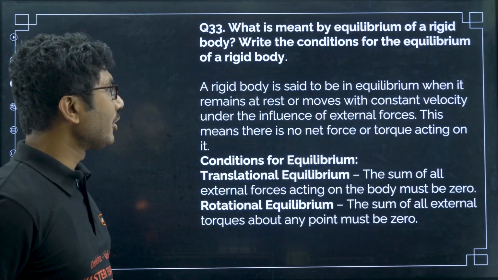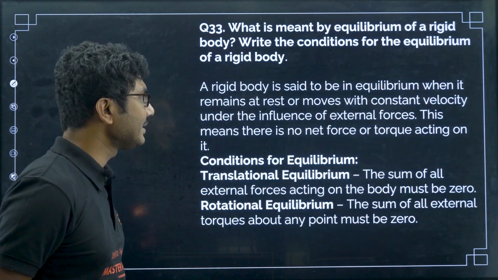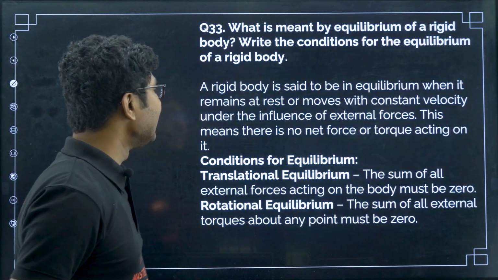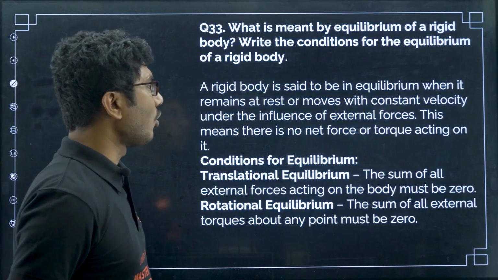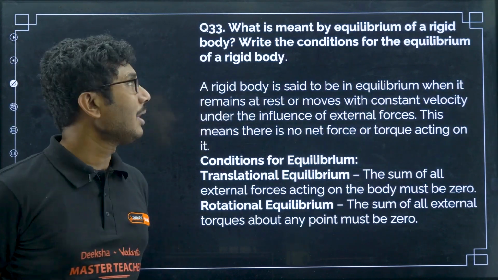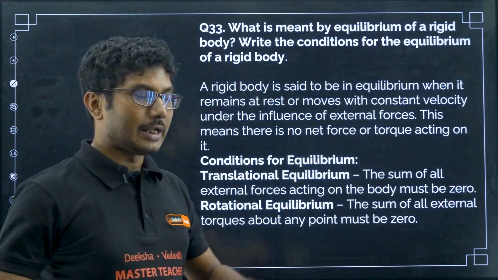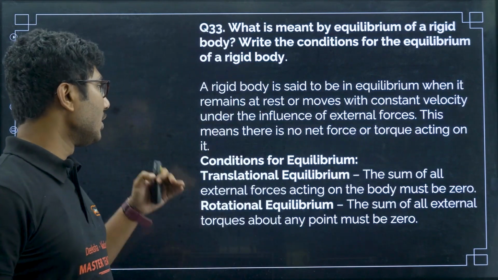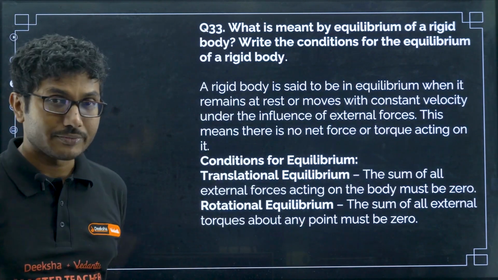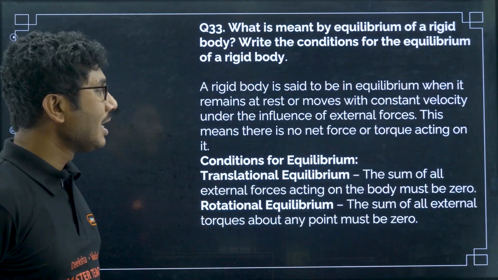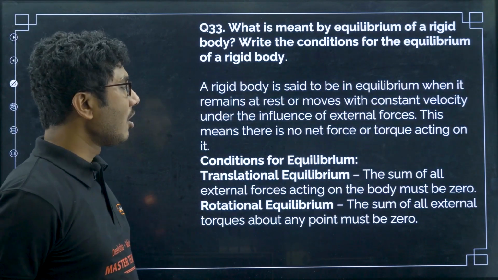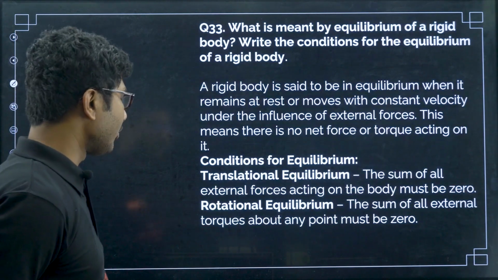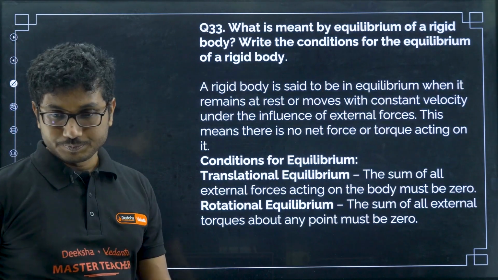Let's see. A rigid body is said to be in equilibrium when it remains at rest or moves with a constant velocity under the influence of external forces. This means that there is no net force or torque acting on it. So equilibrium of a body means it is either in a static condition or moving with a constant speed in a particular direction. For conditions of equilibrium, there are two types. Translational equilibrium: the sum of all the external forces acting on the body must be 0. Rotational equilibrium: the sum of all the external torques acting about any point must be 0.